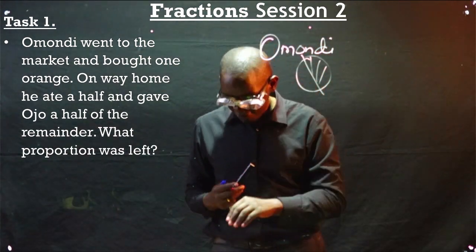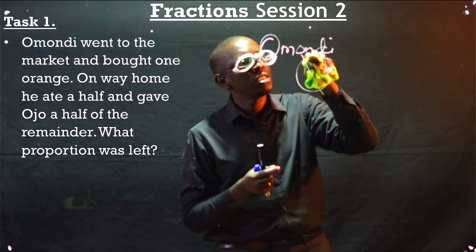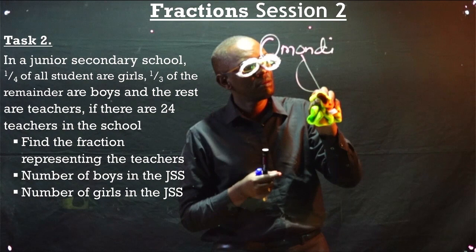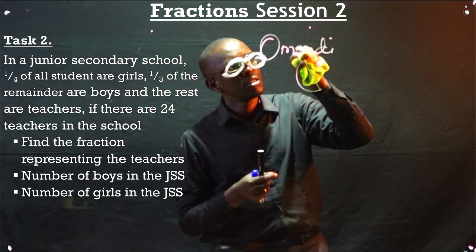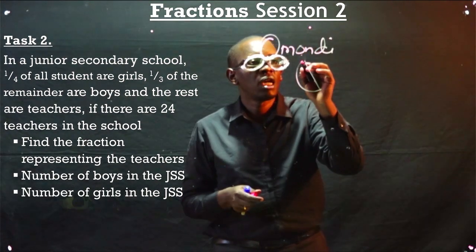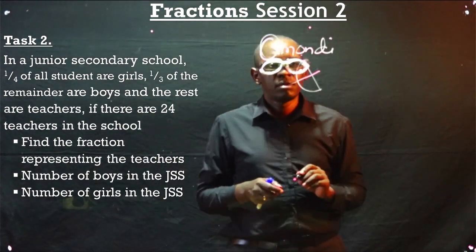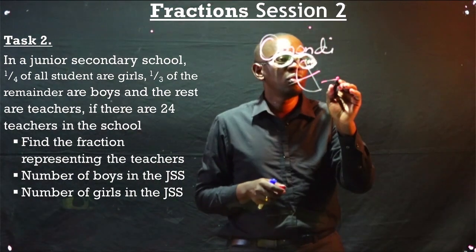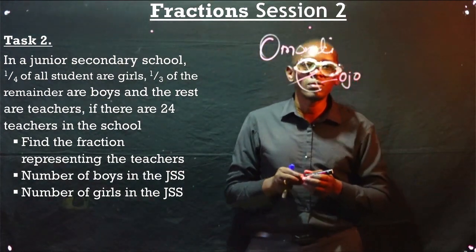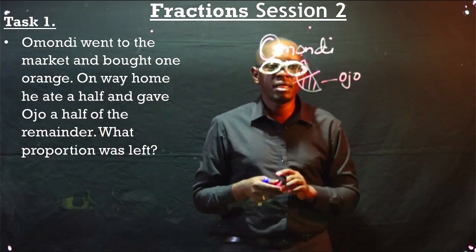So a half has been eaten by Omondi. Omondi has already eaten a half. And then he gives a half to Ojo. You know Ojo? So he gives Ojo a half. So what is the remainder?